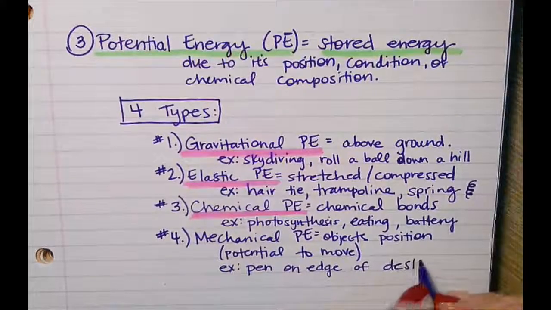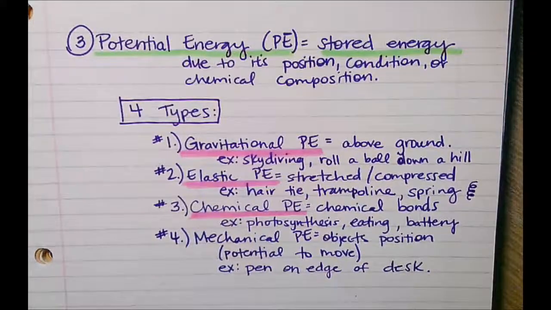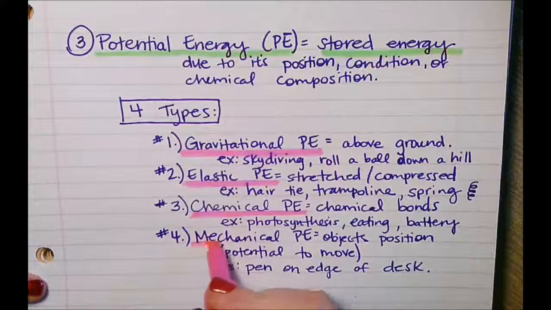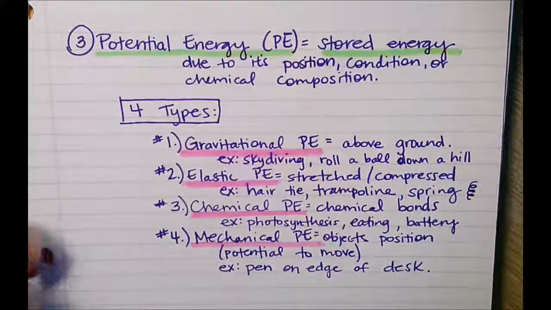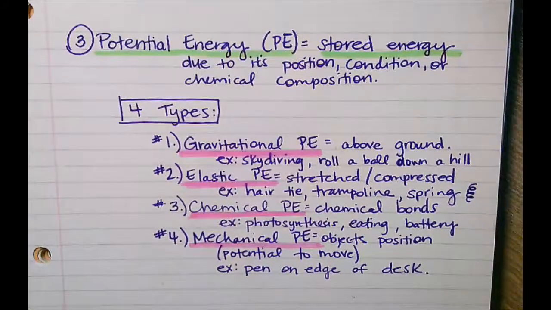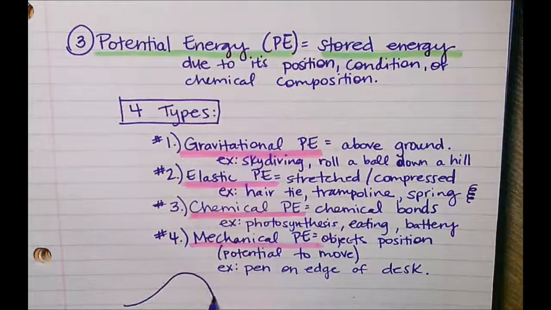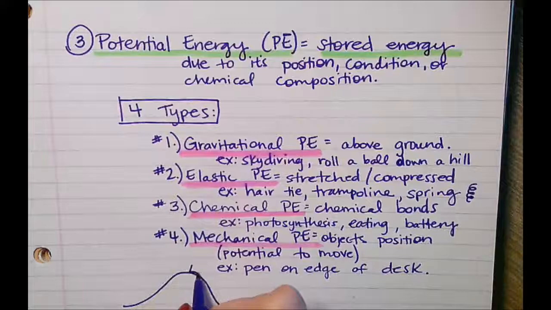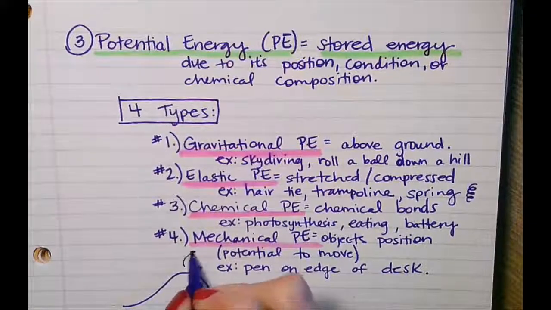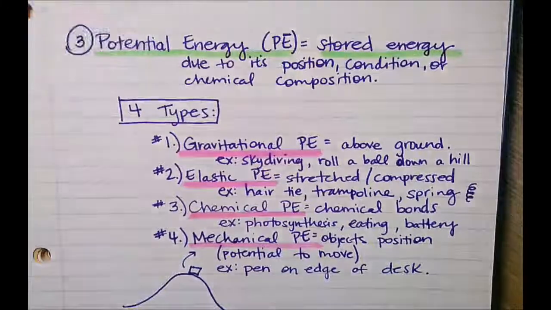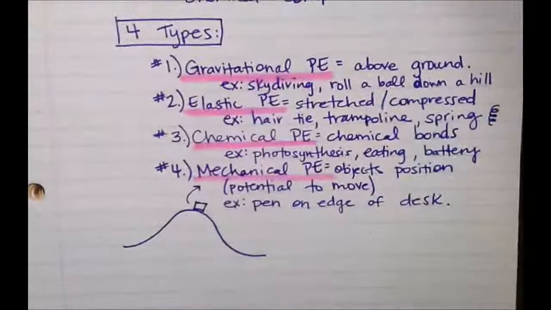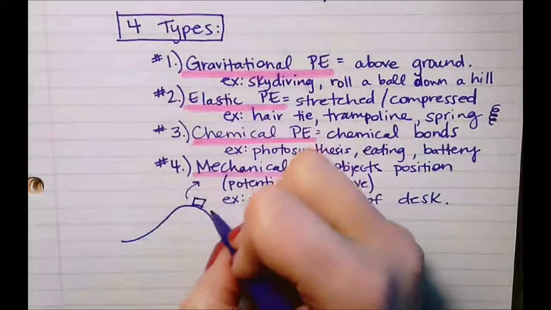It has the potential to fall, but gravity is not acting on it yet. So a lot of times when you think of the roller coaster example, when the roller coaster is at the top of the hill, okay, so I'll draw this to help you. If the roller coaster is here, it's mechanical potential. It has the potential to go down the hill, but gravity technically isn't acting on it yet.